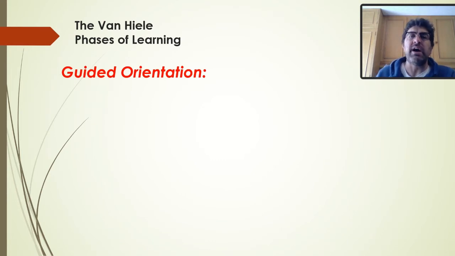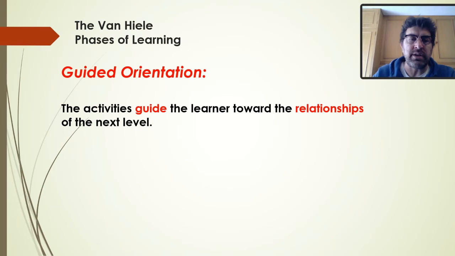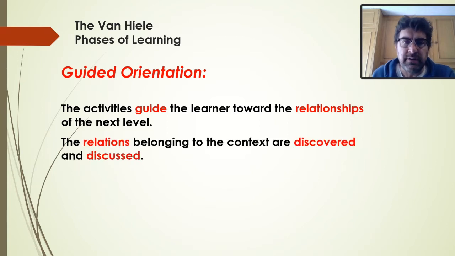With all of that now, and having listened and facilitated and gathered the information, we go into the second phase of learning, which is called guided orientation. Here, the activities guide the learner toward the relationship at the next level. Okay, now the activities guide. That is the activity, the physical activity that they're working with, but also the activities of the teacher. The way the teacher facilitates at the guided orientation level, or phase of learning rather.